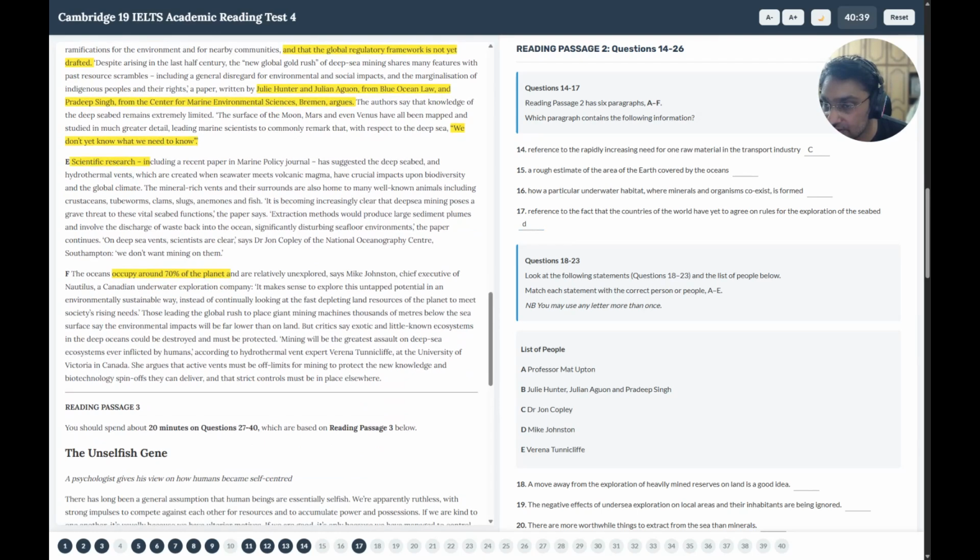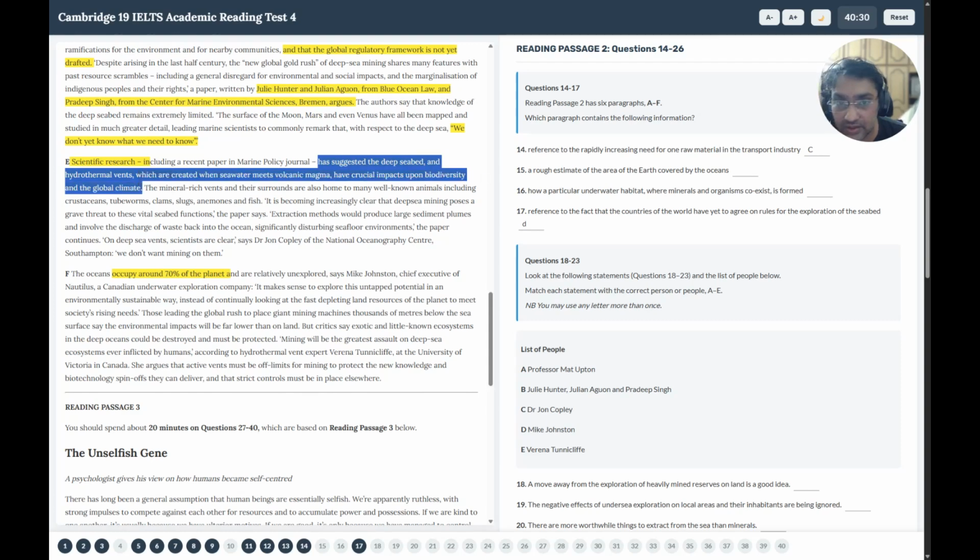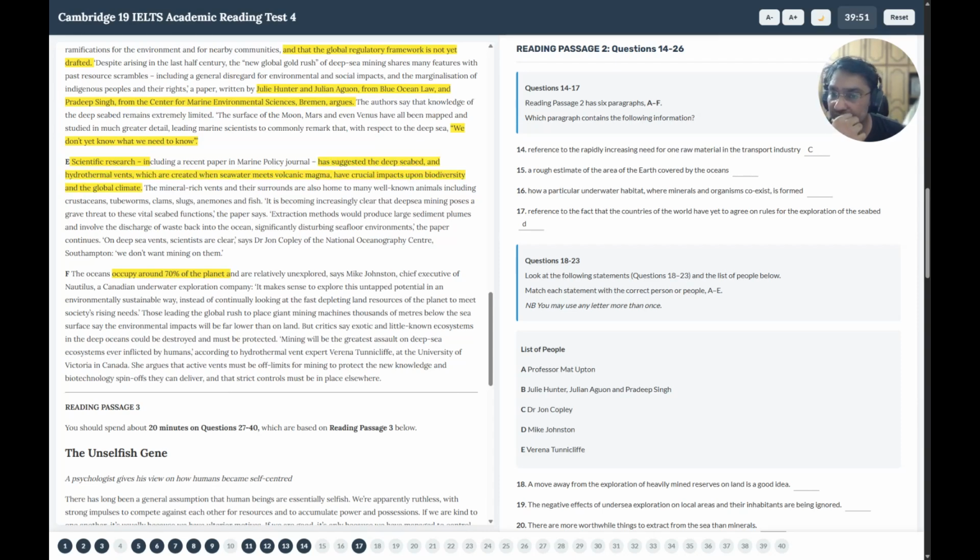Scientific research, including a recent paper in Marine Policy Journal, has suggested the deep seabed has a crucial impact on biodiversity and the global climate. A rough estimate of the area of the Earth covered by the oceans. The mineral-rich vents and their surrounds are also home to many well-known. Okay, so the mineral-rich vents.